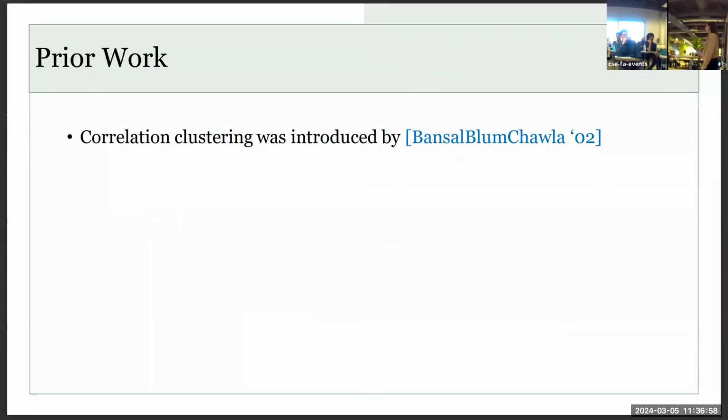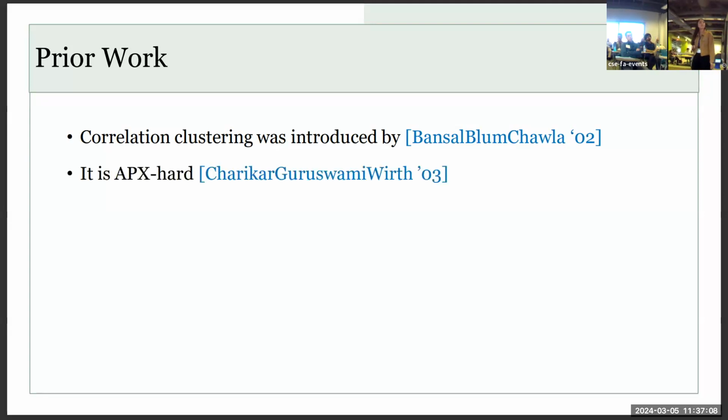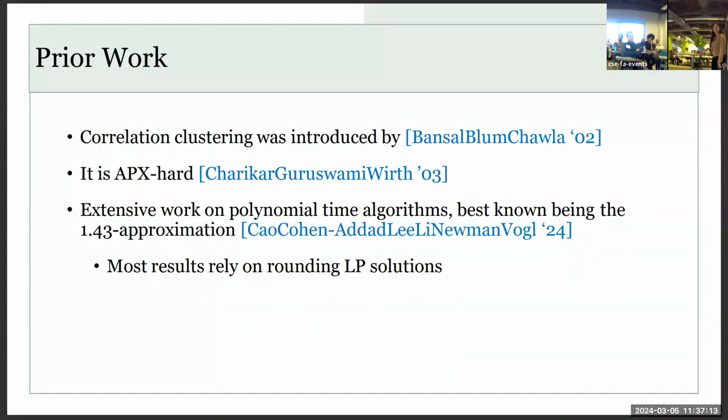So let's take a look at the prior work. Correlation clustering was introduced more than 20 years ago by Bansal, Blum, and Chawla. It was proven to be NP-hard. After that, there has been extensive work on the problem and polynomial time algorithms, where the best one that I know of goes as low as 1.43 approximation. Some of these results, although they may rely on LP solutions, are actually implementable in sublinear models as well.